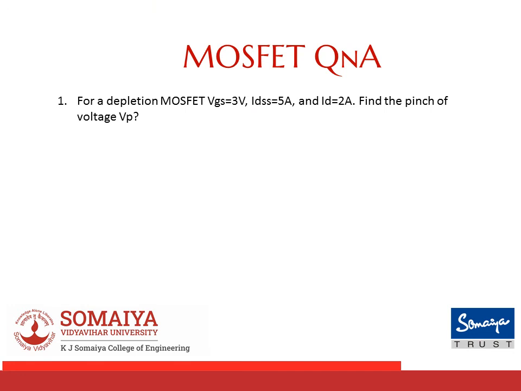And let's take a simple Q&A on MOSFET that helps you understand the depletion MOSFET. Okay, so it's a very simple question. It says for a depletion MOSFET, VGS is equal to 3 volts, VDS is equal to 5 volts, ID is equal to 2 amperes. You just have to find out the pinch off voltage. For that, you will be referring the Shockley's equation, and it will help you to find out your VP value, which comes out to be 8.6 volts.